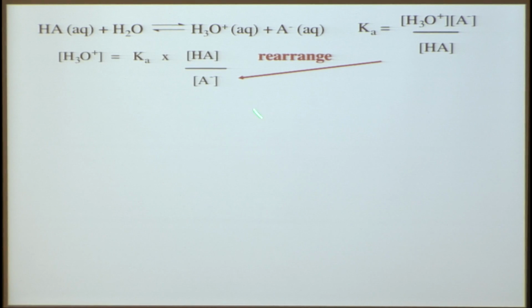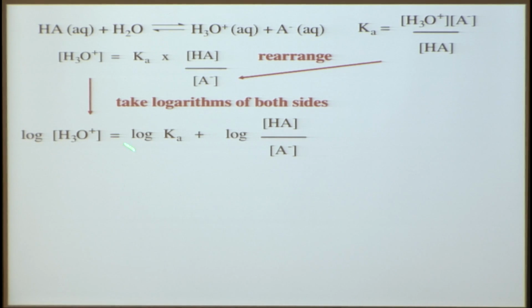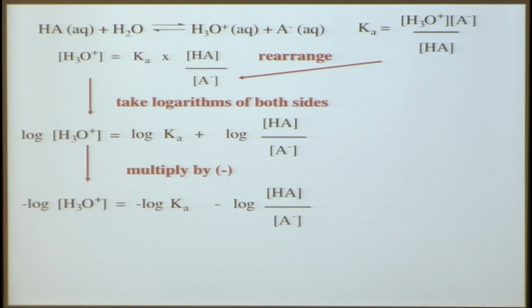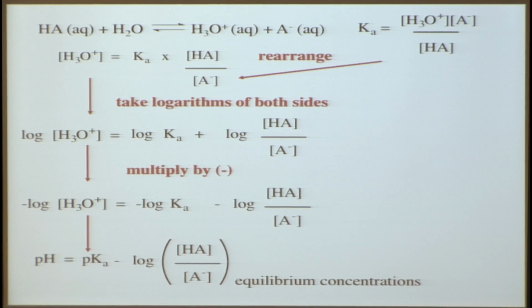We can rearrange this expression now and solve for hydronium ion concentration. We can take a log of both sides and get this: log of hydronium ion concentration equals log of Ka plus log of HA over A-. Multiply by negative to get this. And so we have minus, minus, minus. And minus the log of the hydronium ion concentration is what? pH. Minus log of Ka is pKa, and this is the same as that. So that gives us this expression, that pH equals pKa minus the log of HA over A-.